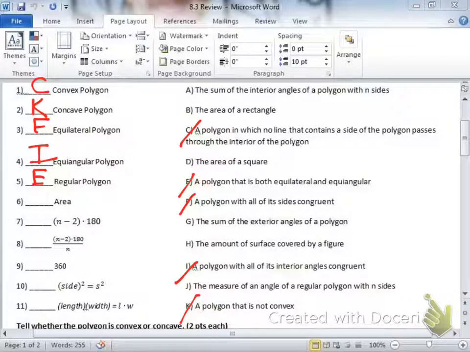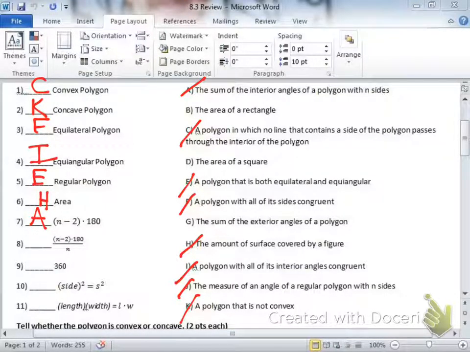The amount of surface covering a figure, that's the area. The sum of the interior angles is the n minus 2 times 180 formula. If you have that same formula and divide it by n, that's the measure of one of the angles of a regular polygon. So that's J.